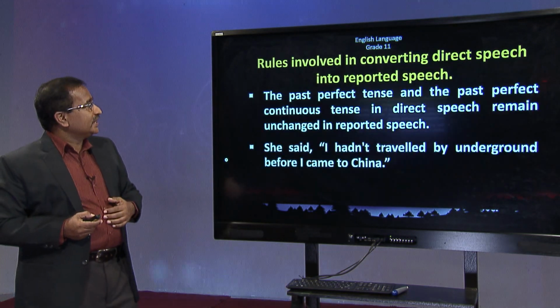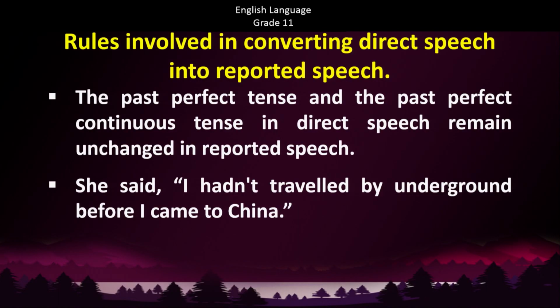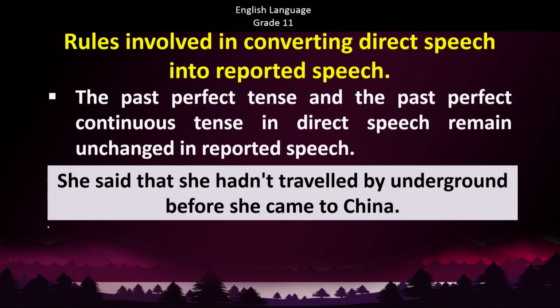The next rule, the past perfect tense and the past perfect continuous tense. Right. So, when you have a sentence in past perfect tense and past perfect continuous tense, of course, you don't want to change the tense. Right. Look at this example. She said, "I hadn't traveled by underground before I came to China." Right. "I hadn't traveled underground," past perfect tense. How do you convert it? She said that she hadn't traveled by underground before she came to China.